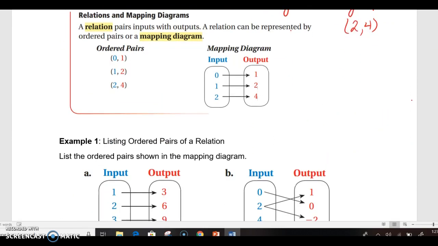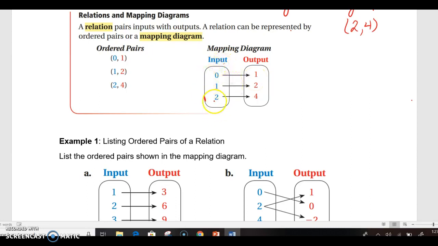Okay, so in our key idea, it shows the definition of a relation. A relation just means that two things are paired together. So we're pairing an input with an output, and we've already talked about one way to represent the relation, using ordered pairs. Another way is shown right here. It's a mapping diagram. So notice that the inputs are still those same x values that you see over here in the ordered pairs. The outputs are the same y values. And it's just an organizational method.